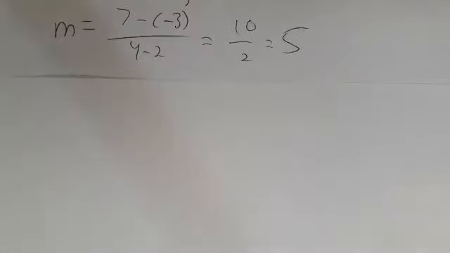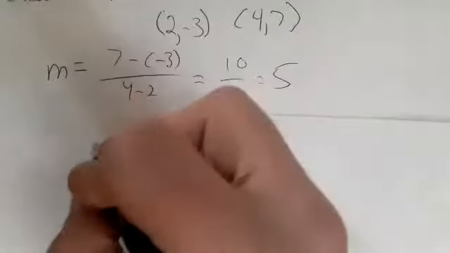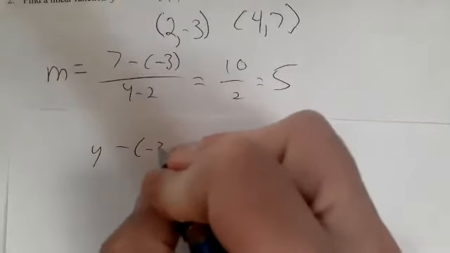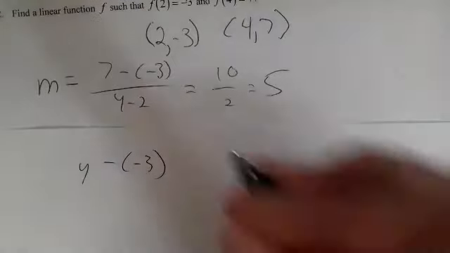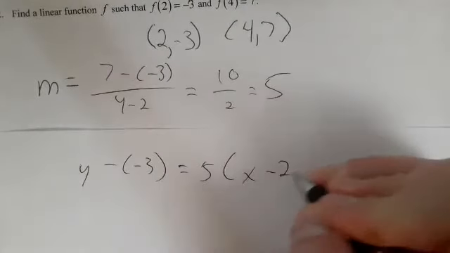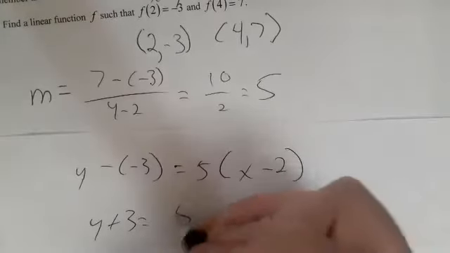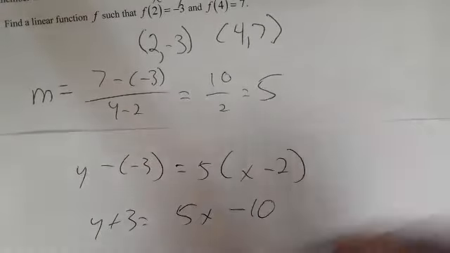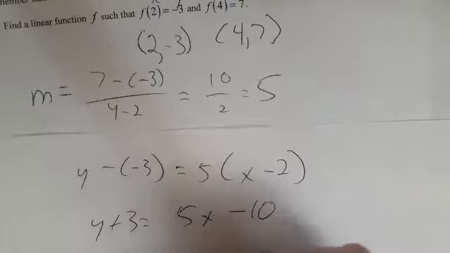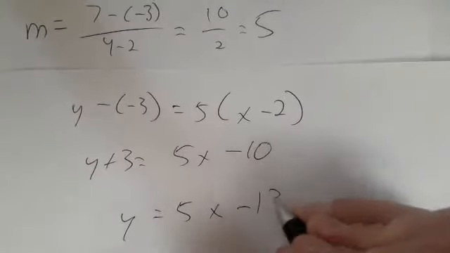So my slope is 5. I have 2 points to choose from. I'm going to go with the first point. So y minus minus 3 is equal to 5 times x minus 2. So this is y plus 3 equals, and we're going to do some distribution here. Here's 5x minus 10. And now we're subtracting the 3 over, so y equals 5x minus 13.